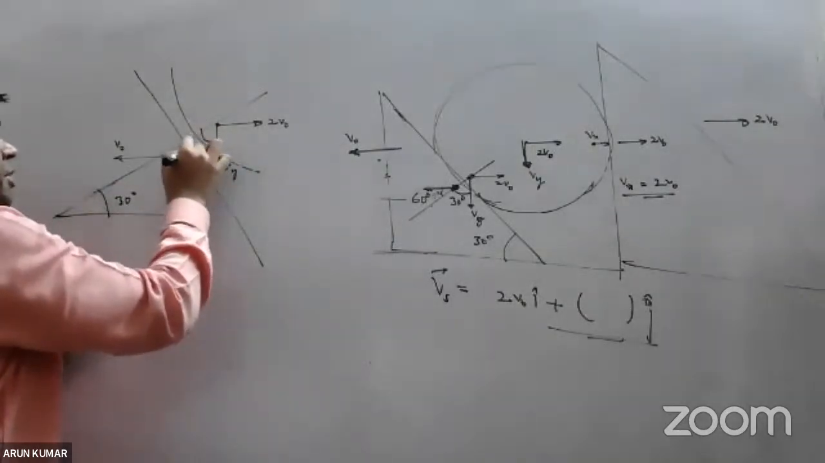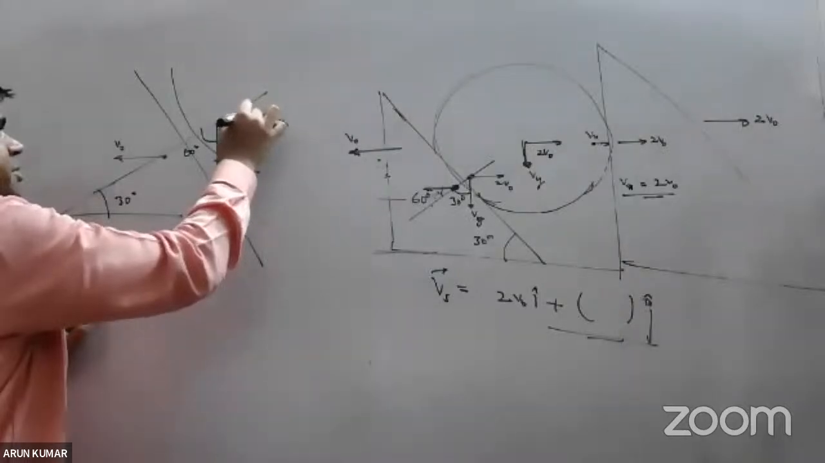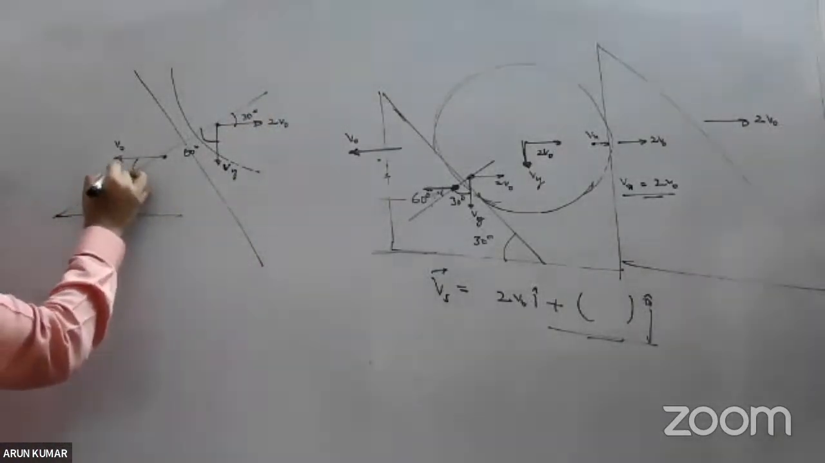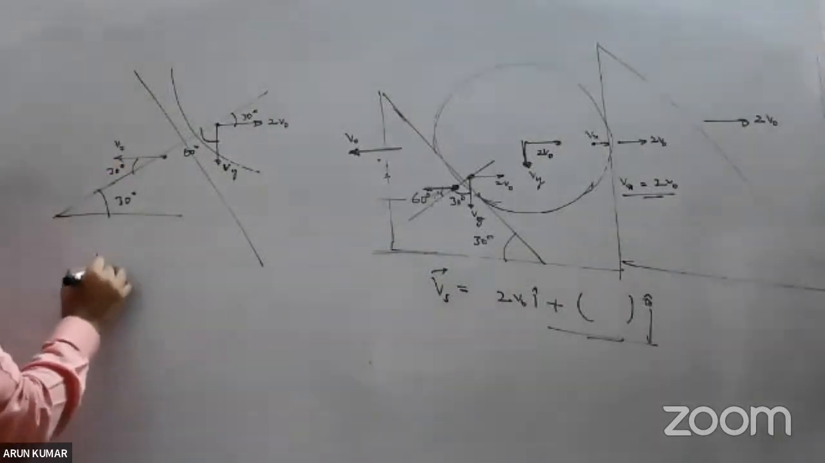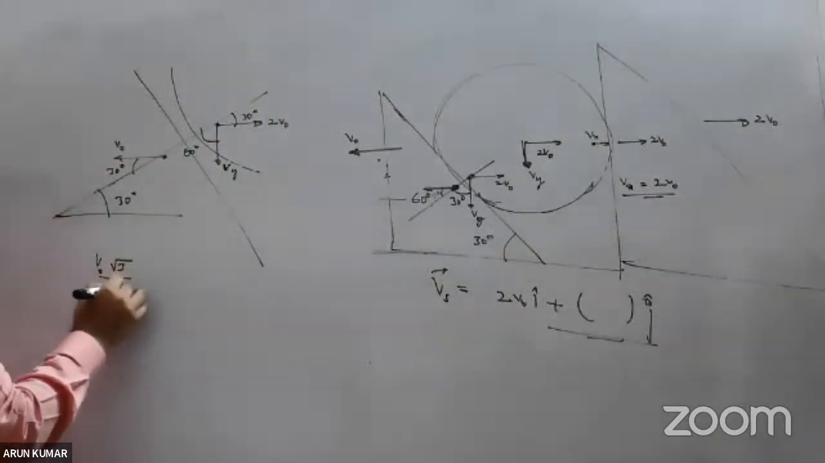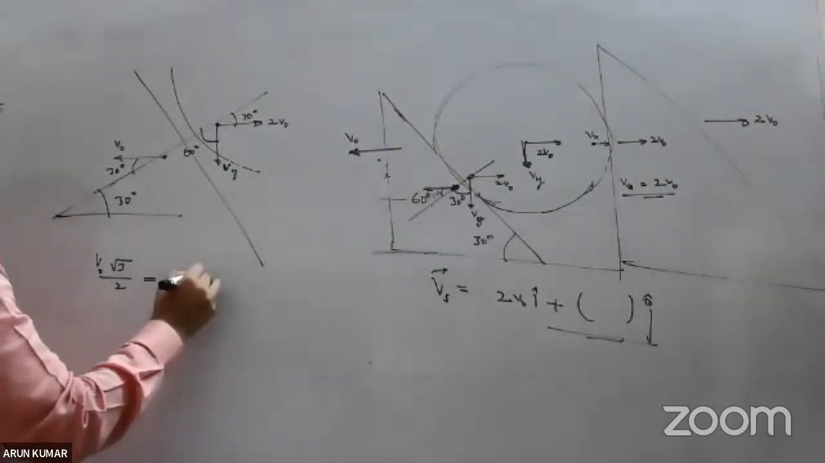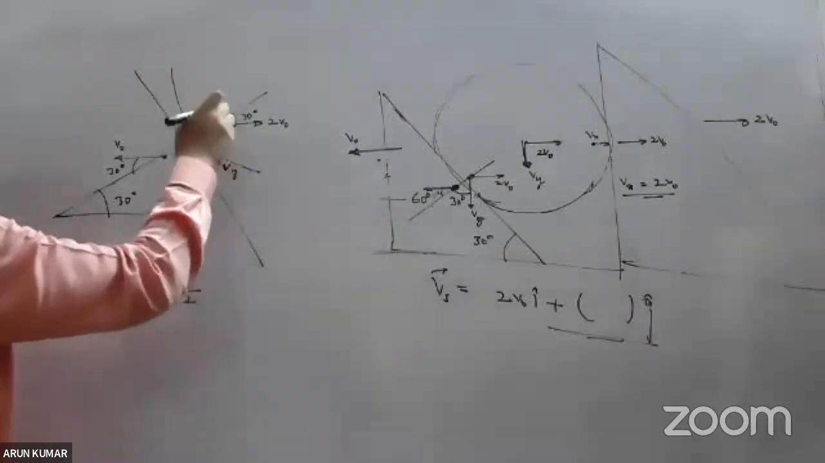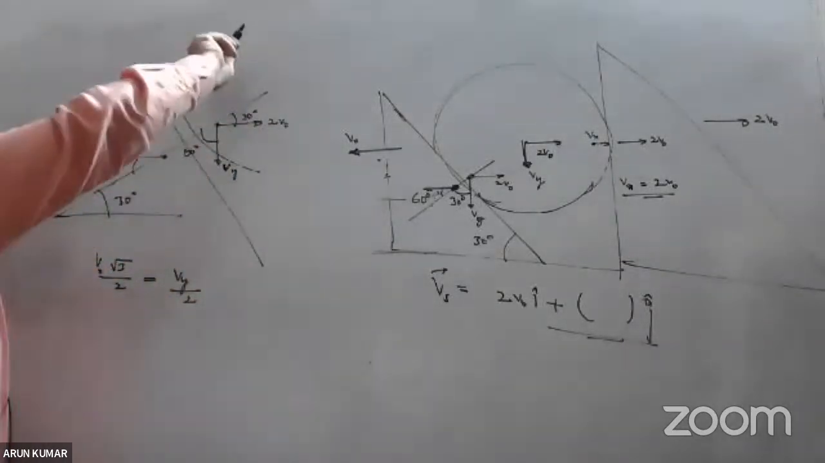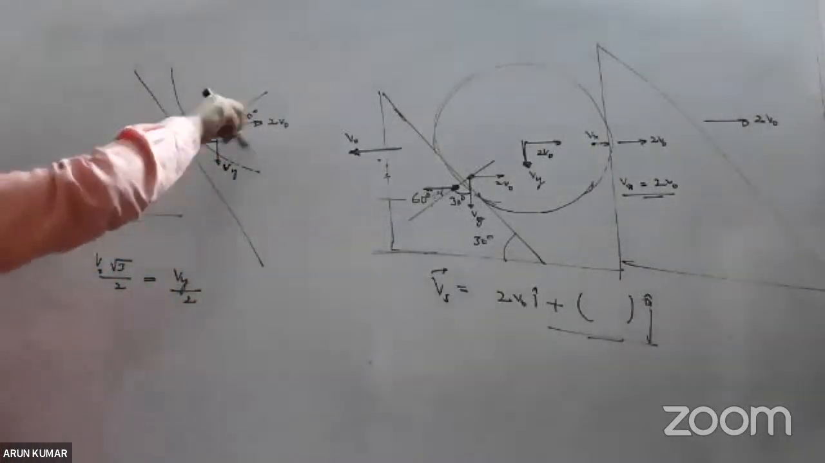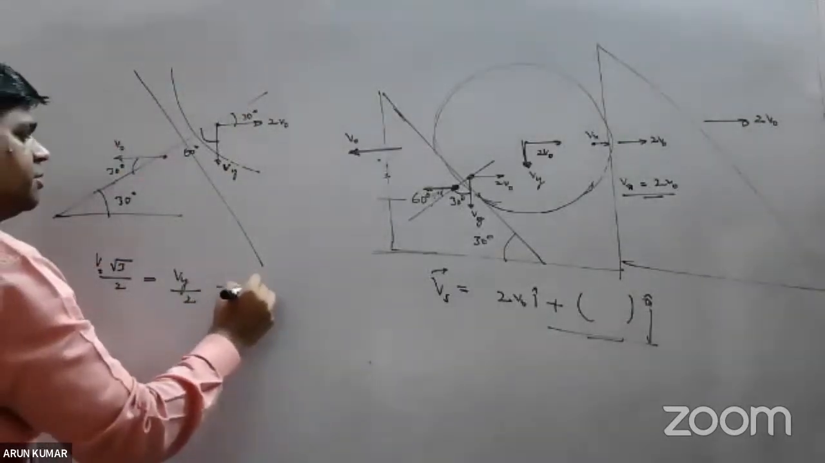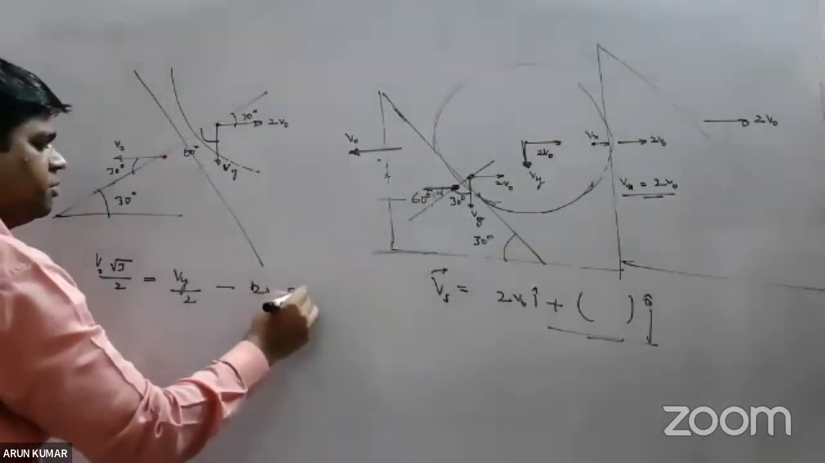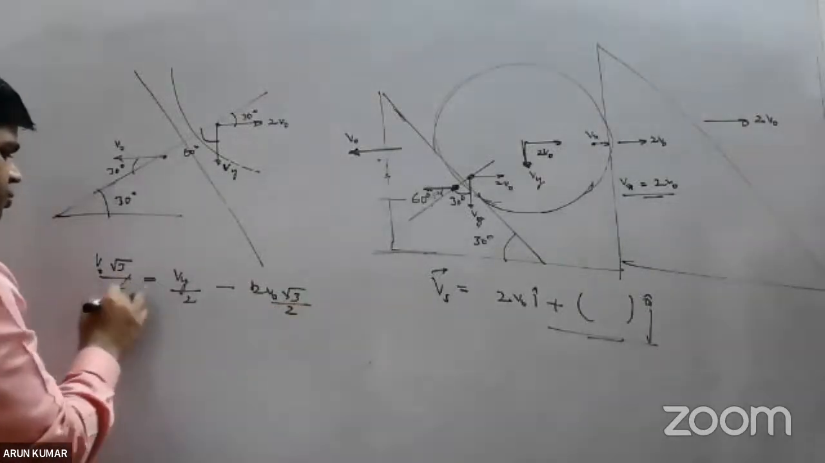Normal. Exactly. Thank you. So Vy and this is 30. V naught cos 30 is equal to Vy cos 60 minus, they're in opposite direction. See, this is this component that is above and this is below. This is coming down, this is going up. Minus 2V naught cos 30. So 2 gets cancelled out.